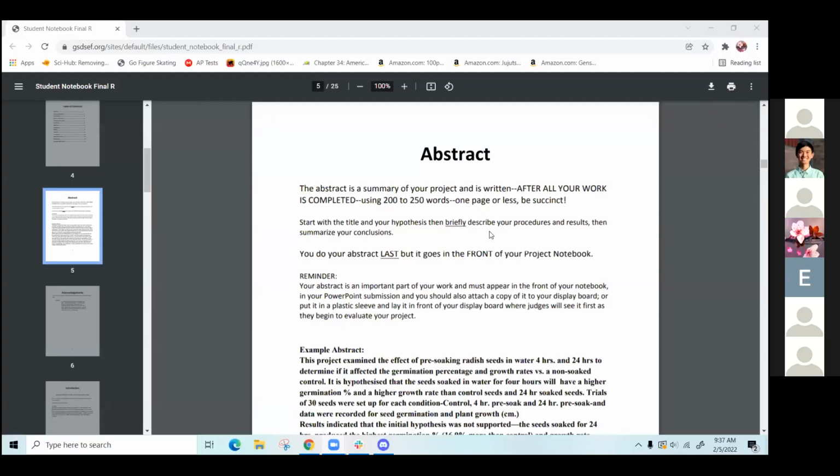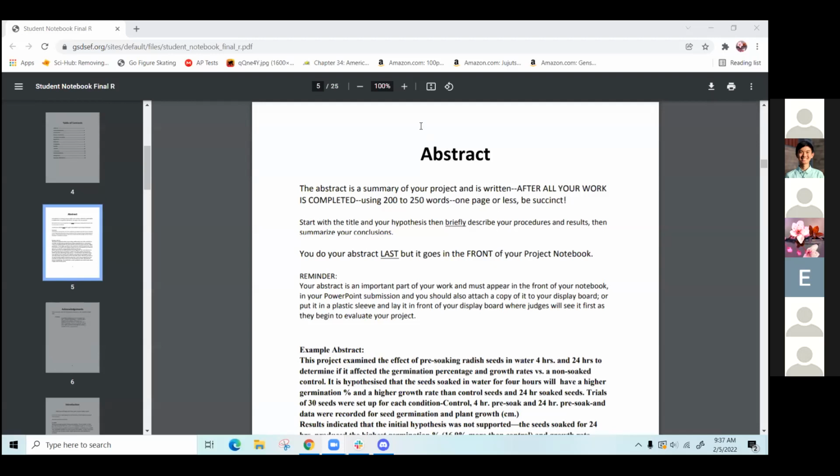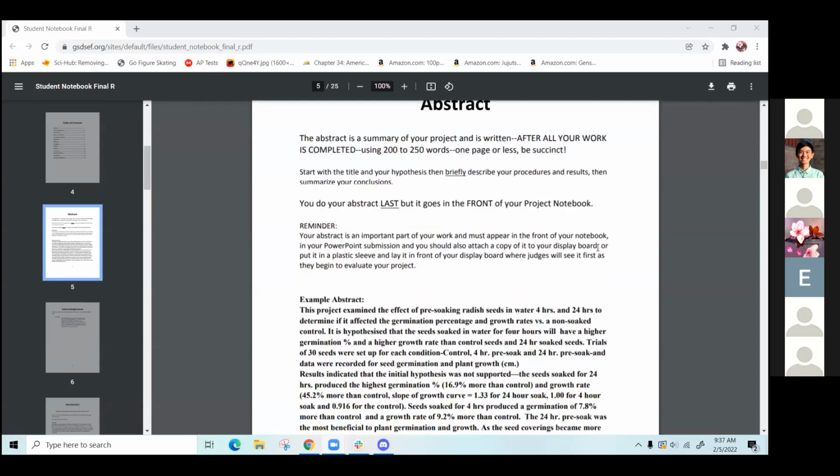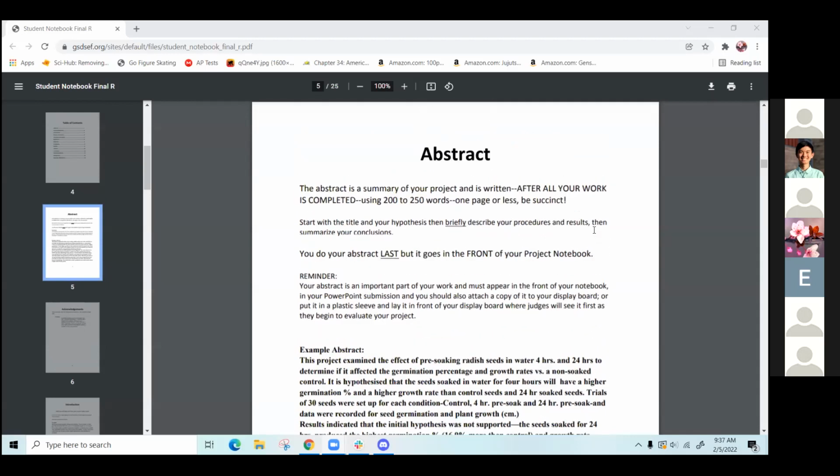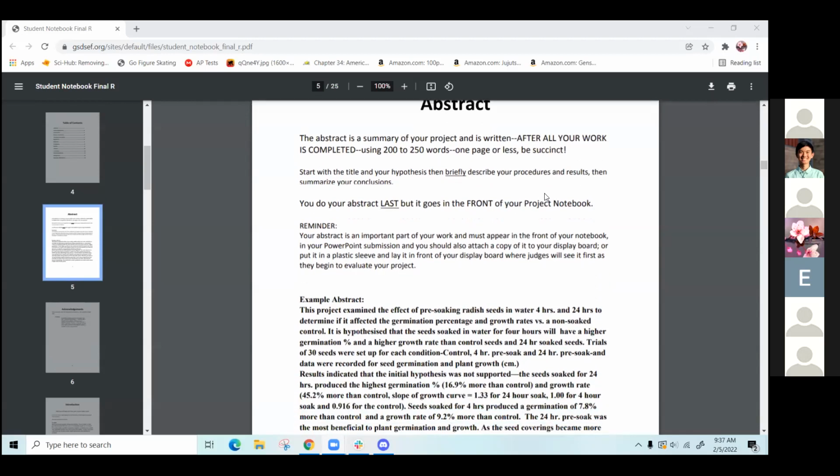Yeah, so hi guys, this is the GSDSEF example student notebook that you can find on the GSDSEF website. So I'll be starting off with the abstract, which should be what the judges see first. So it's really important as a first impression, and even though it's only 200 to 250 words, you should actually pay a lot of attention to this short paragraph. What it does is it basically starts with your title and then your hypothesis, and then you briefly describe your procedures and results, and then you conclude and summarize with your conclusions.